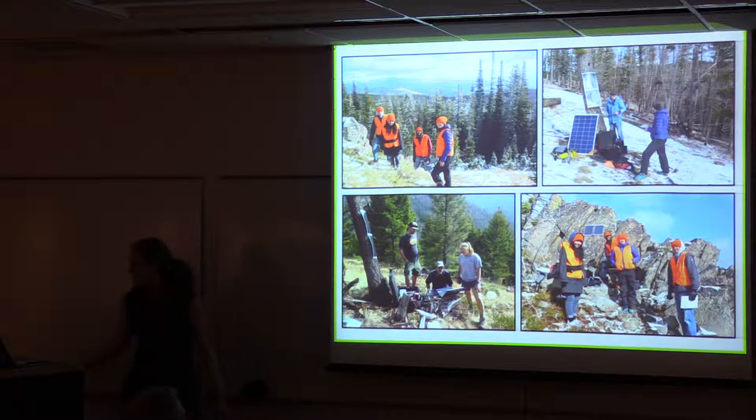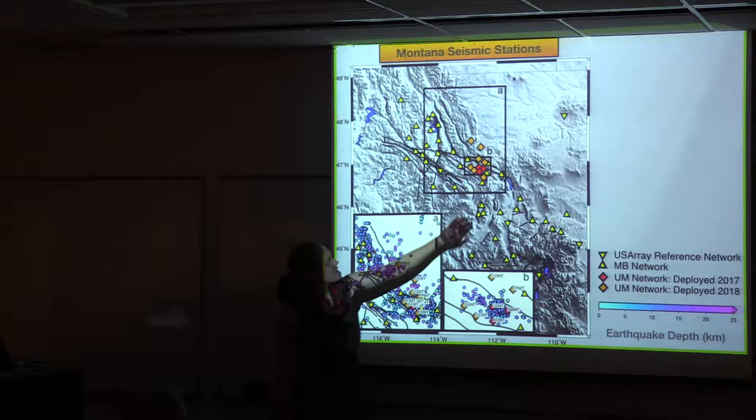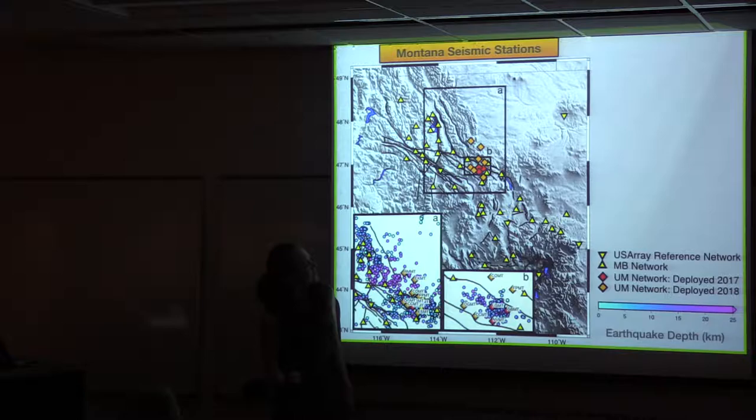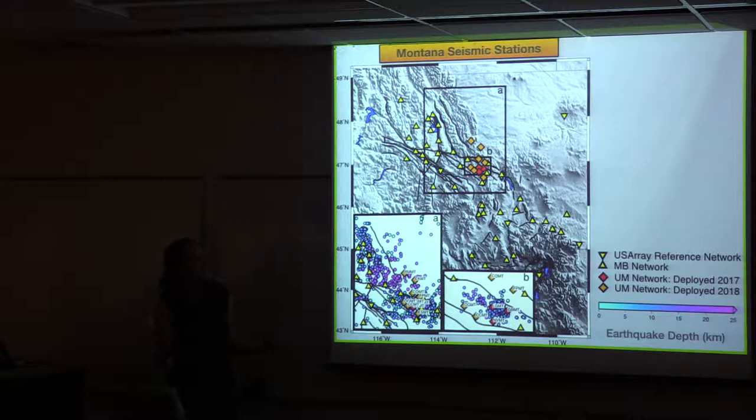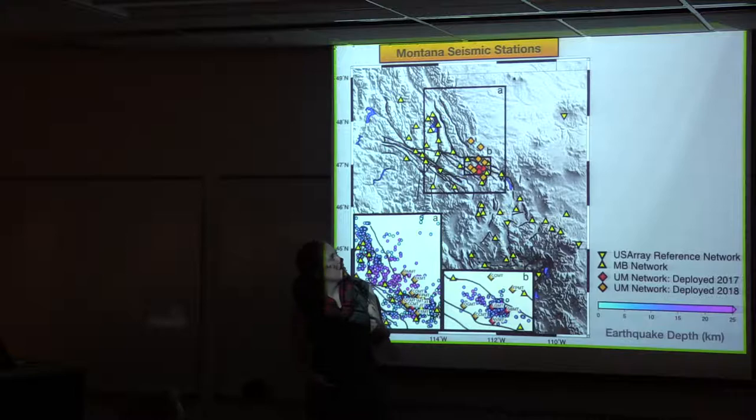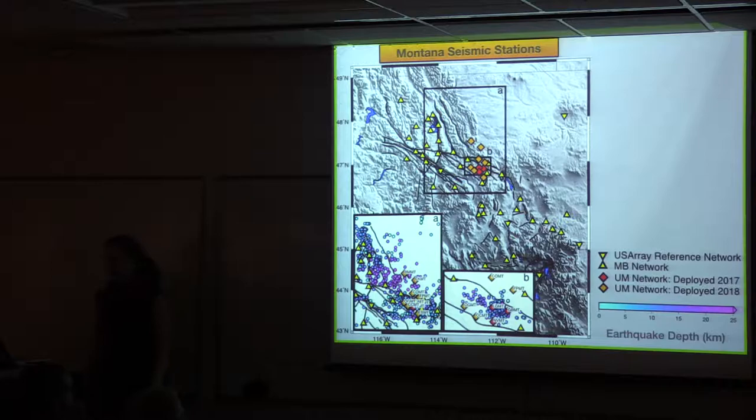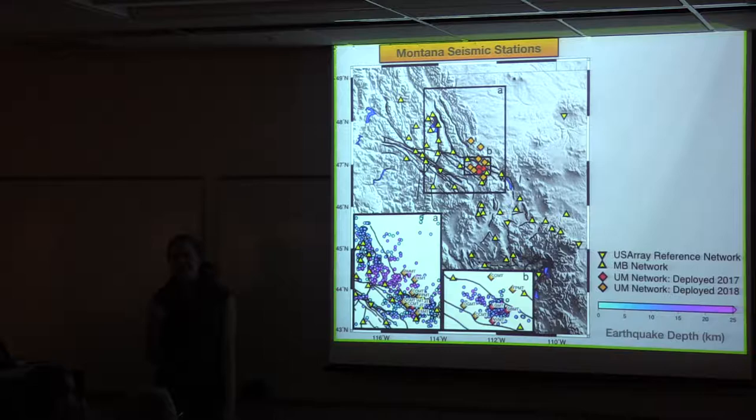And I'll just end here with this map. Lincoln is here. The Montana Bureau of Mines and Geology stations are shown by the upright yellow triangles, so that's most of the stations that are in this area. But we're trying to add to that with our red and orange diamonds. So these are stations from the University of Montana in collaboration with the Bureau of Mines and Geology that we've just deployed within the last couple years.